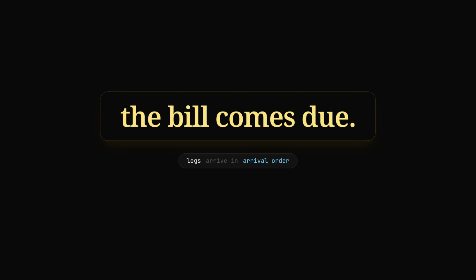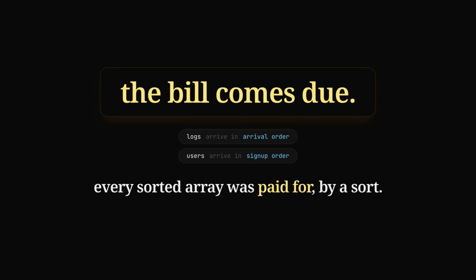Logs arrive in arrival order. Users sign up in sign-up order. Every sorted array in production was paid for by a sort, which makes sorting the purchase that funds half of this course and the most studied problem in computer science.